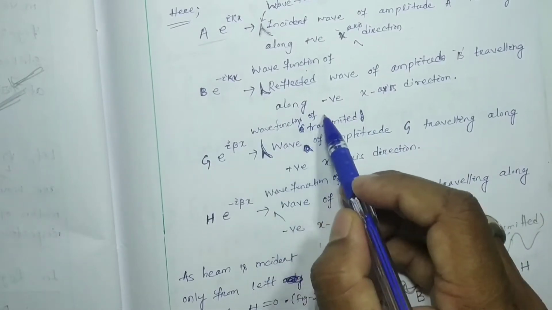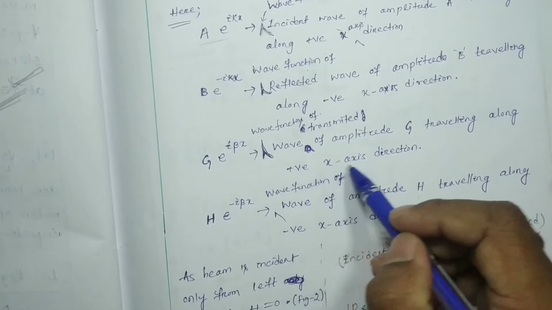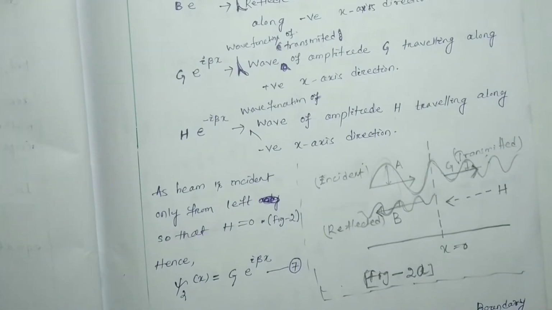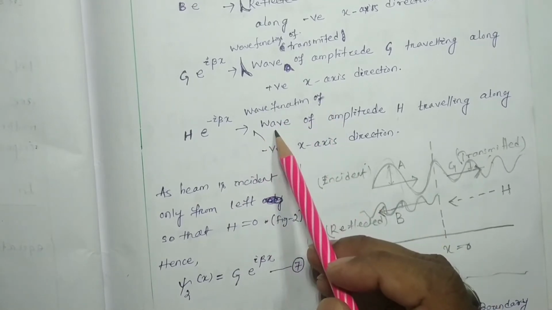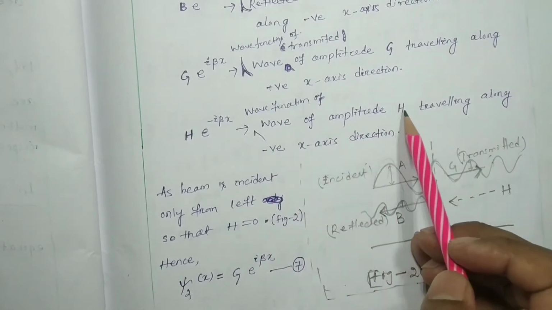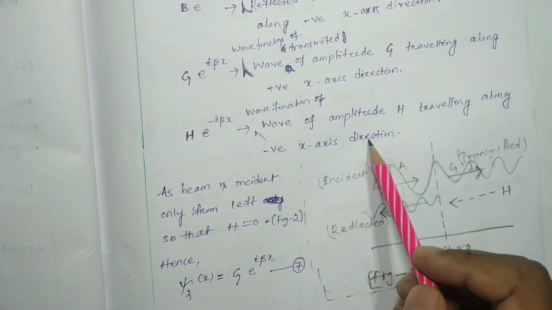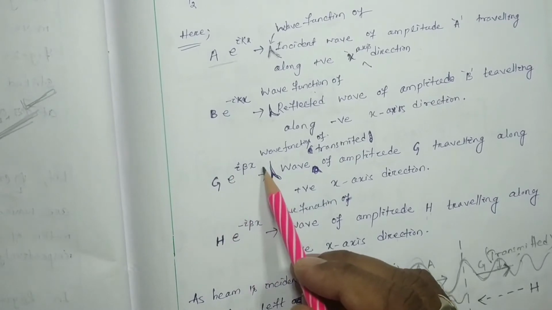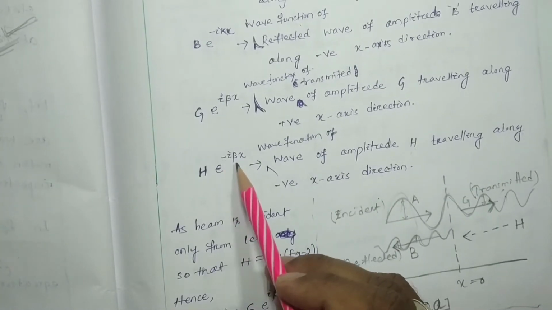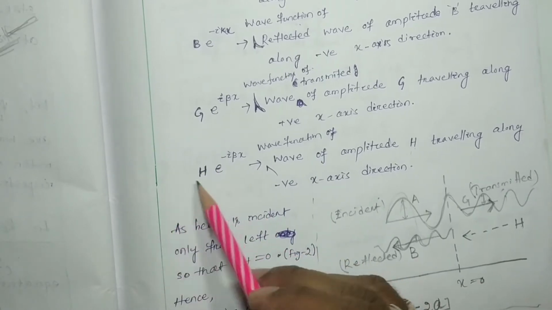Wave function of transmitted wave of amplitude g traveling along positive x-axis direction, and h e to the power minus i beta x is the wave function of the wave of amplitude h traveling along negative x-axis direction. Because as it is plus, it has to move along positive x-axis direction. As it is minus, it represents that it has to move along negative x-axis direction.